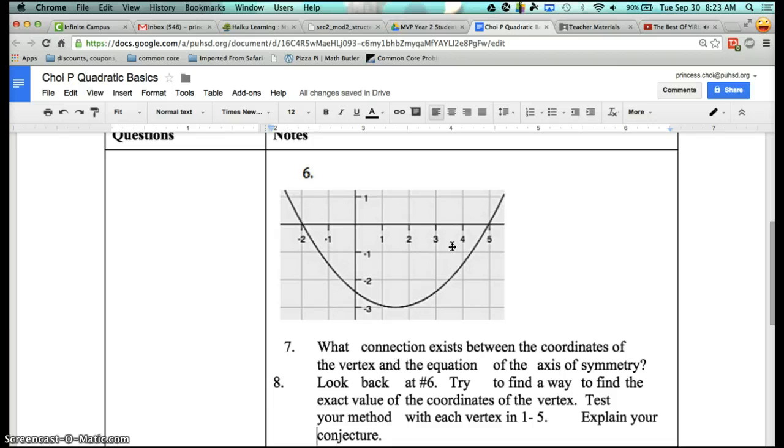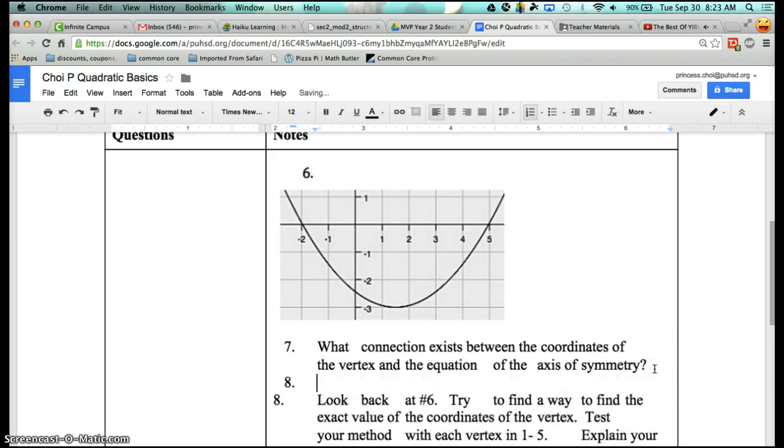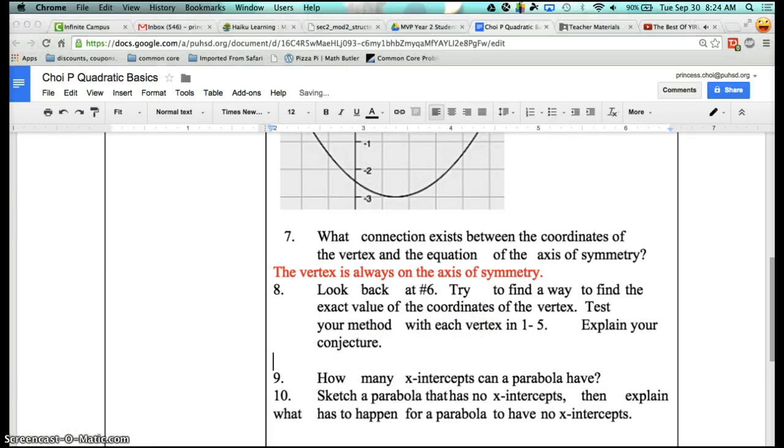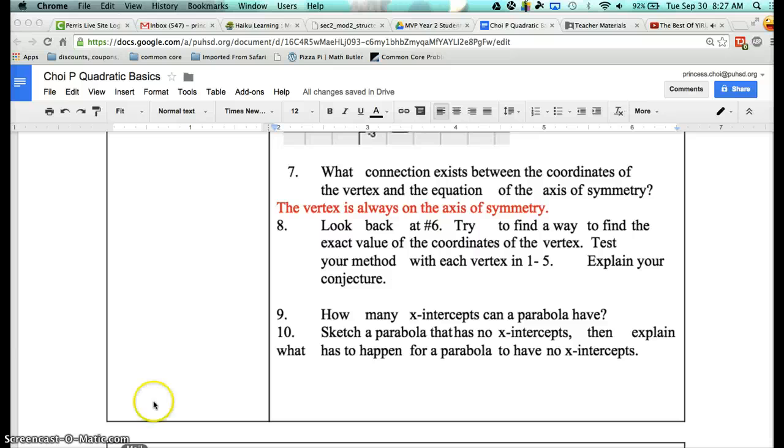Yay! Good job. The vertex is always on the axis of symmetry, right? So we're going to go ahead and write that. And again, what did I say? I want you to always change your color when you write your answer, okay? Now I want you to go ahead and answer question number 8.